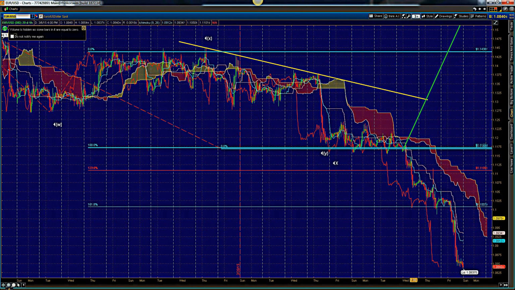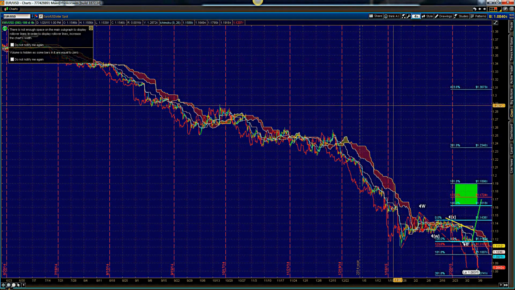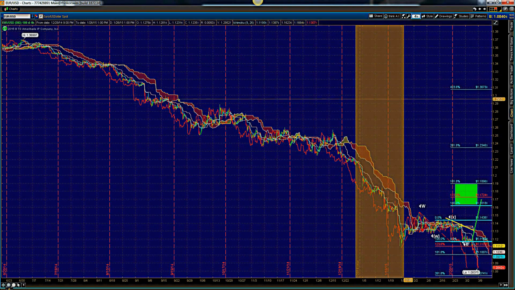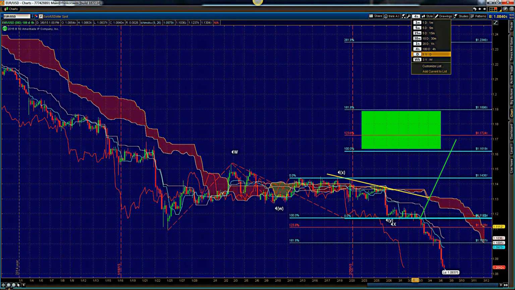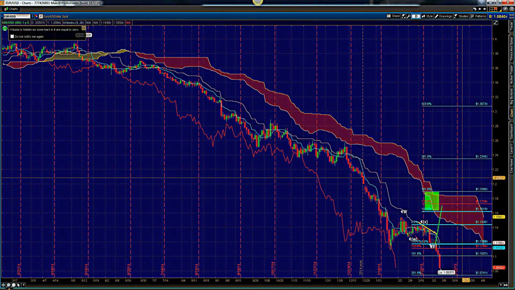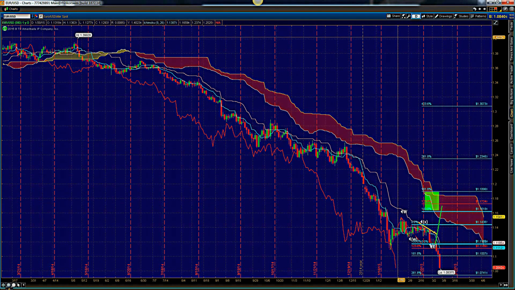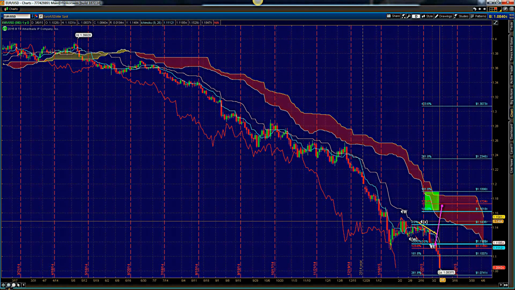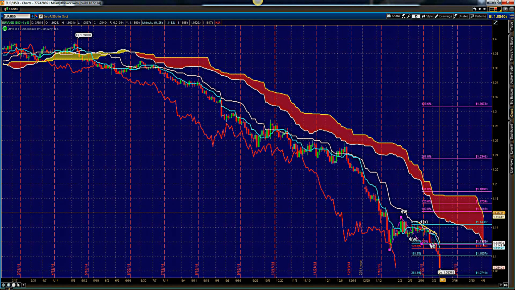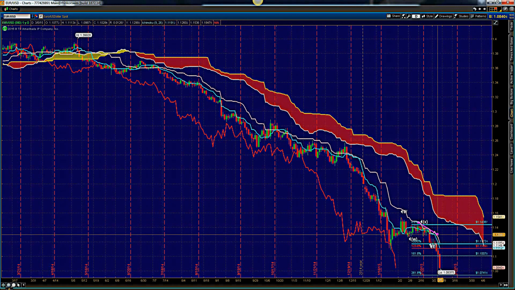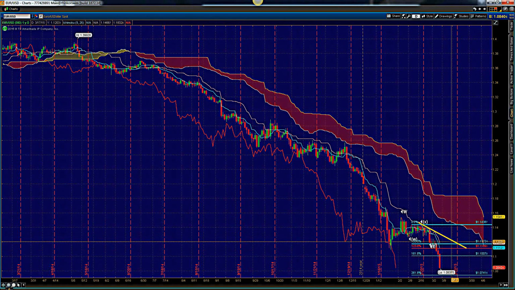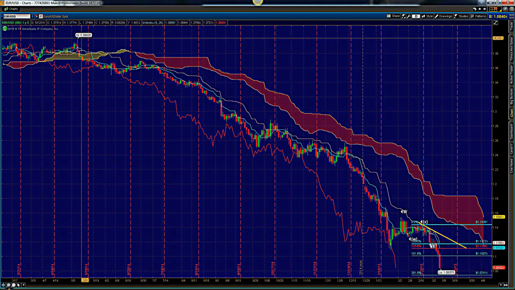Let's talk about the euro dollar. Euro dollar, I don't like it, so I'm not going to say much about it. It's bearish, so on every rally look for a selling opportunity. The cloud is very thick. On every bounce, just look to sell it. Next crucial bounce, 1.1203. Sticking away from that.